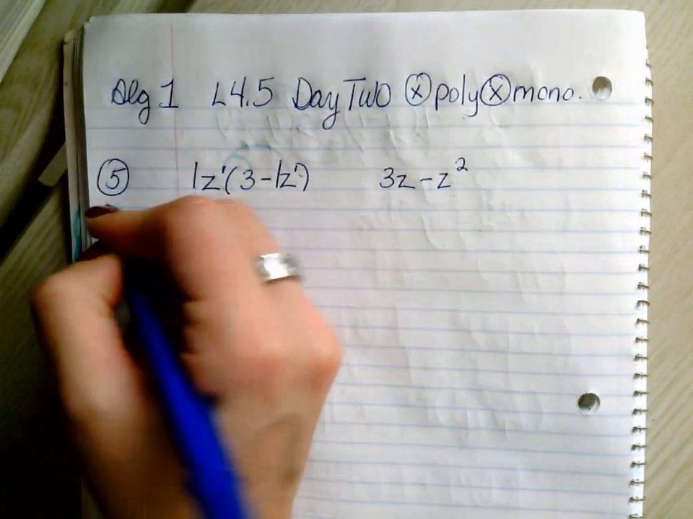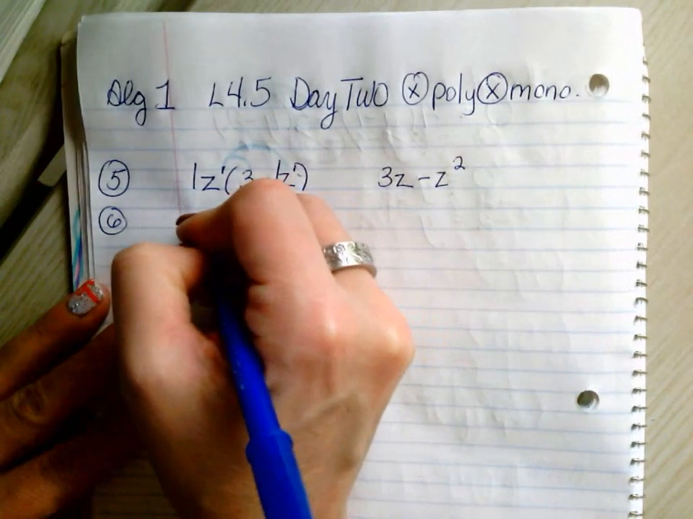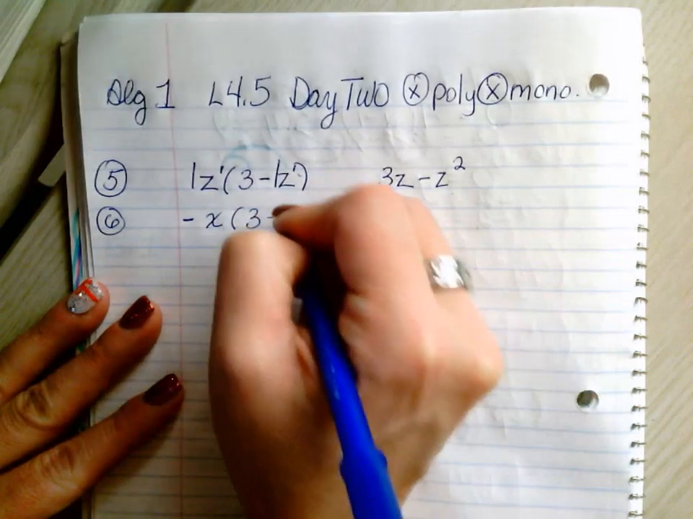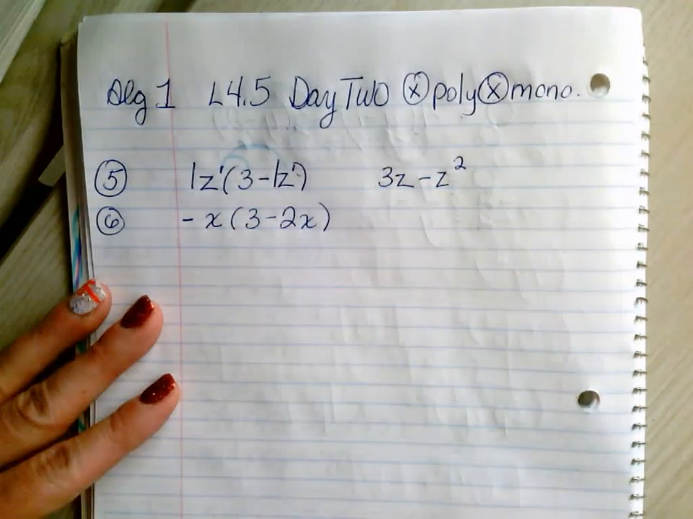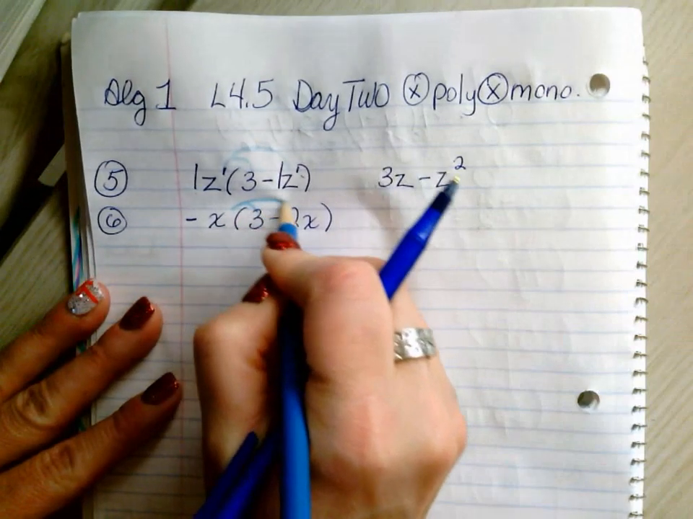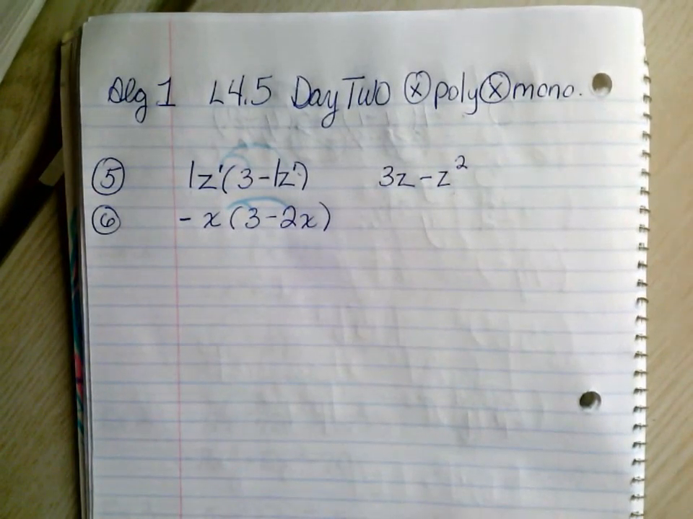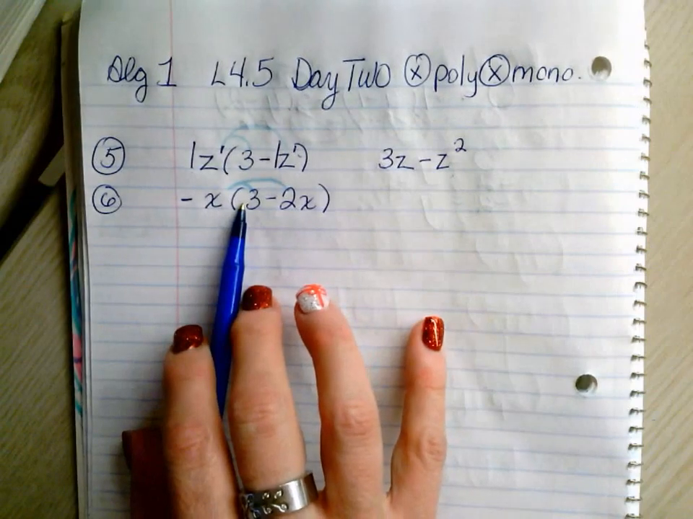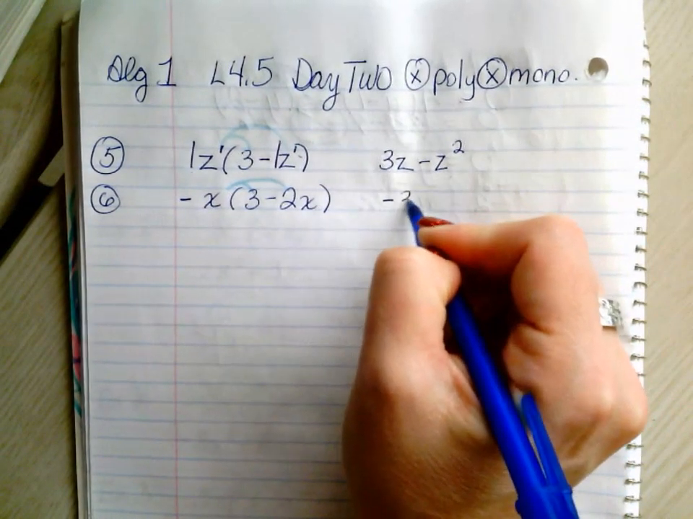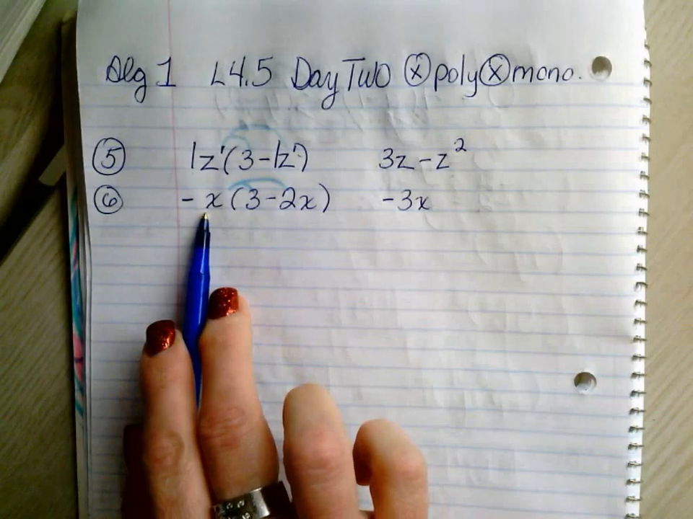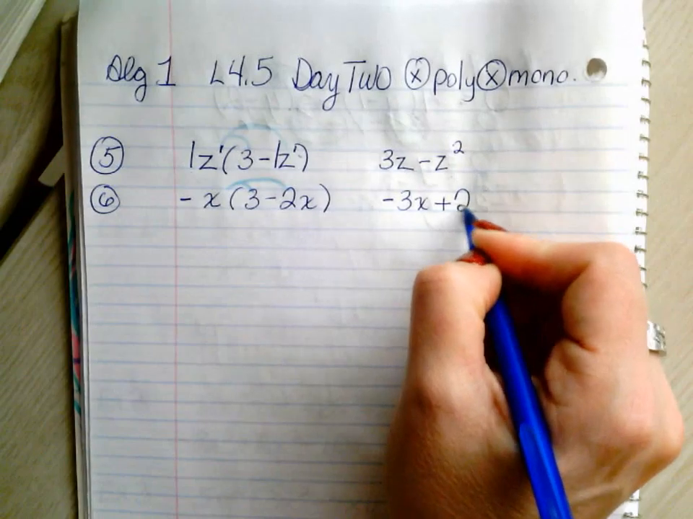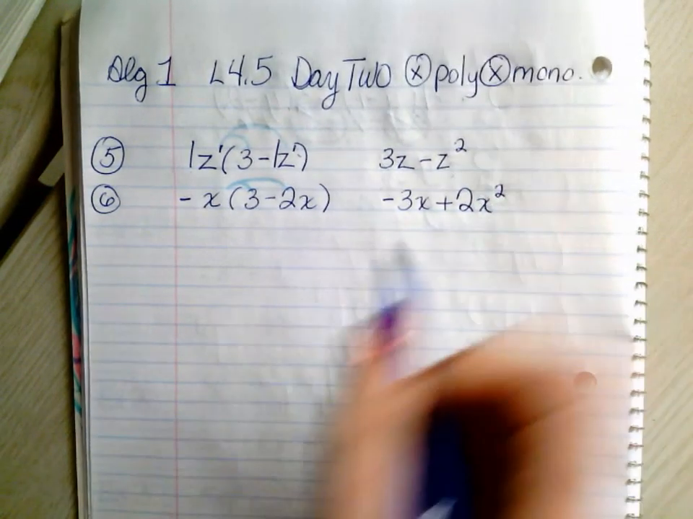Number 6. Oral number 6. This one's very similar. Negative x times 3 minus 2x. Distribute your negative x over your 3 and your negative x over your negative 2x. Negative x times 3 and you end up with negative 3x. Negative x times negative 2x, what do you get, class? Positive. Good. Positive 2x squared.